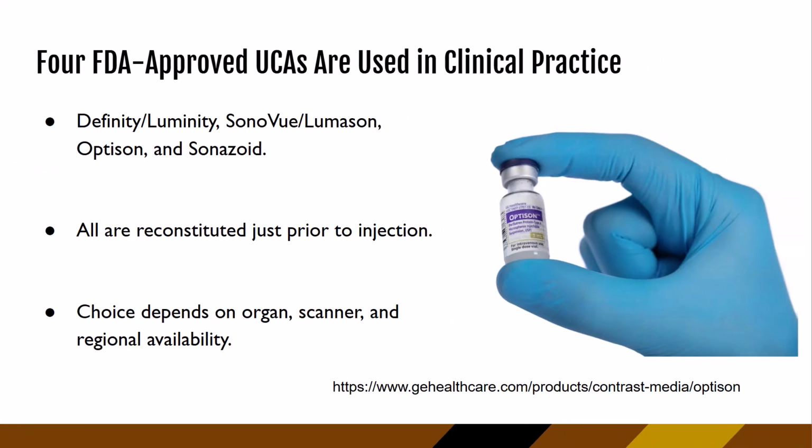There are 4 main agents used worldwide: Definity, Lumason, Optison, and Sonazoid. Each of these is going to have its own preparation process, what gas is inside of them, and what the shell is made out of, but they all rely on the same principle, that a microbubble is put into the bloodstream and then we observe how it interacts with the ultrasound waves. One agent may be preferred over others based on regional availability, or it might even be the organ that's being studied. For example, Sonazoid has a special liver-specific phase, which we'll discuss a little bit later, but regardless of which agent is used, safety and effectiveness remain high across the board.